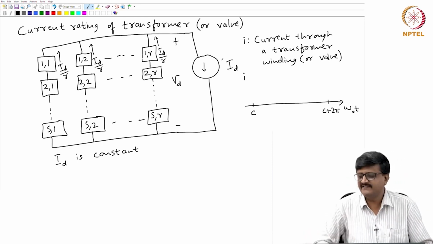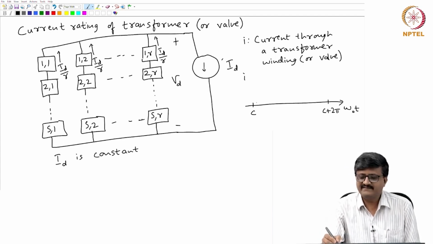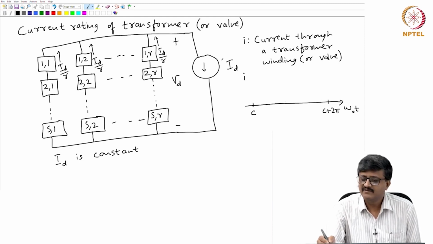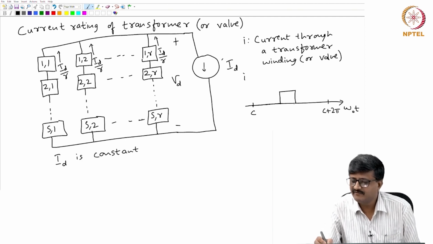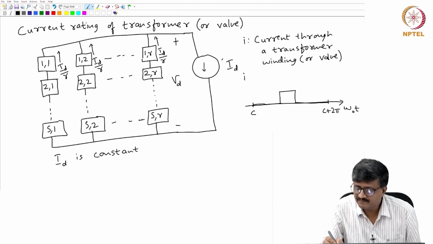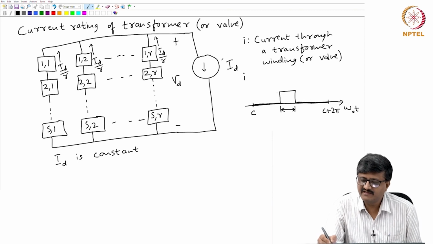I can always find a C such that between these two instants there is a waveform for I which is like a pulse. So it is 0 everywhere except for a certain duration. There is a certain duration for which it is non-zero, otherwise it is 0. So this is 0. This is 0. So it is non-zero for a certain duration, and what is the value?